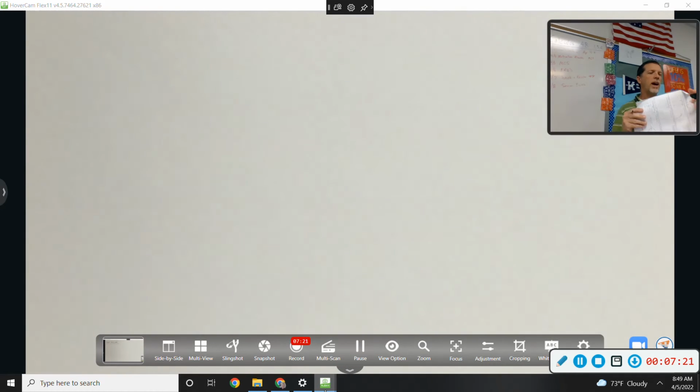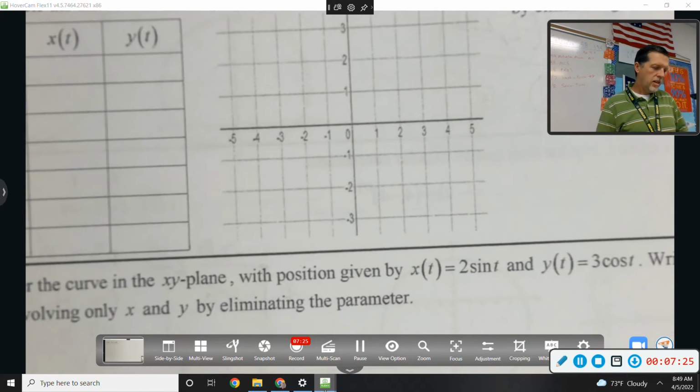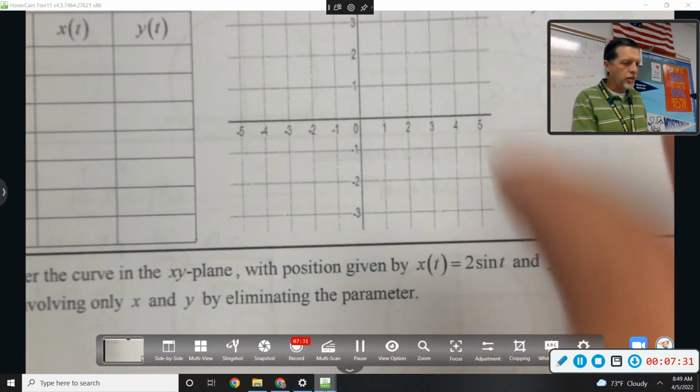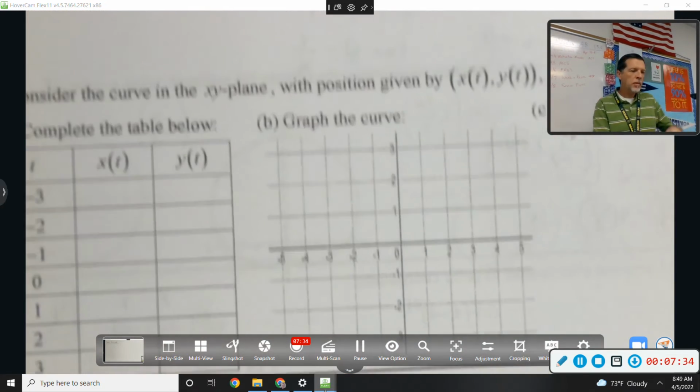Let's jump to the back. I wanted to hit the old stuff. Yeah, the test looks very similar to this back page, or at least that section does.